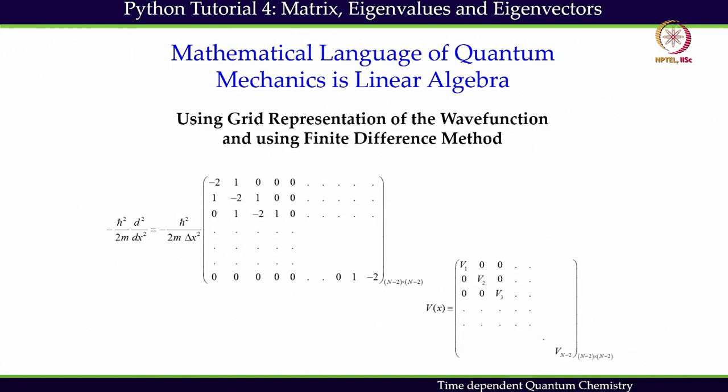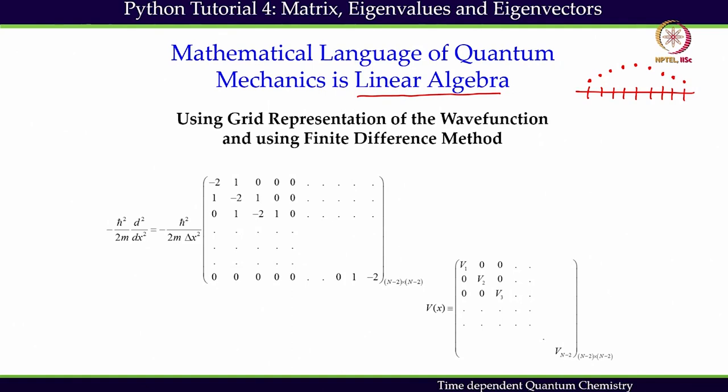In module 4 of this course, we have already realized that the mathematical language of quantum mechanics is linear algebra. And in the same module, where we showed the connection between quantum mechanics and linear algebra, we presented the grid representation of the wave function. We said that the entire space can be divided into an equally spaced grid, and the wave function will be represented as a discretized function on this grid like this.